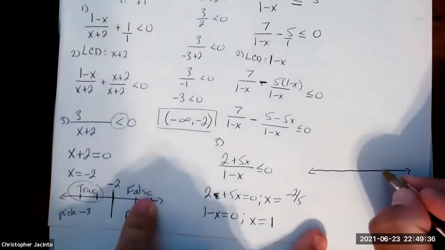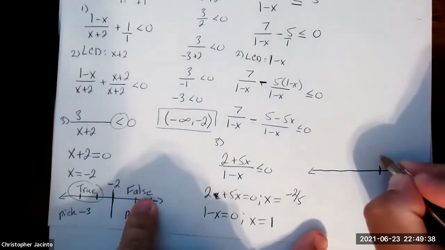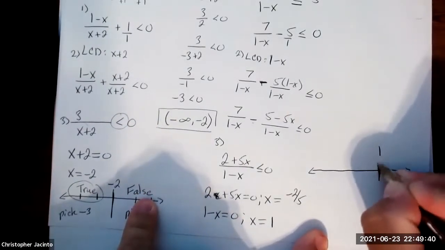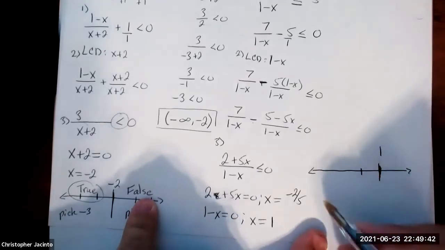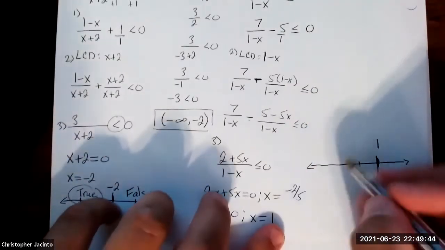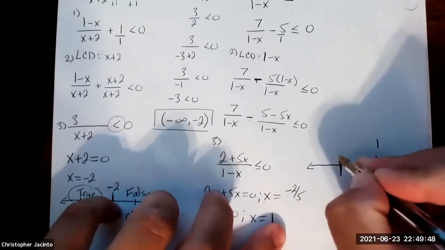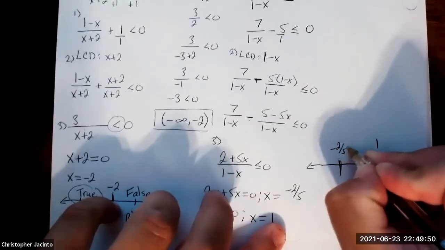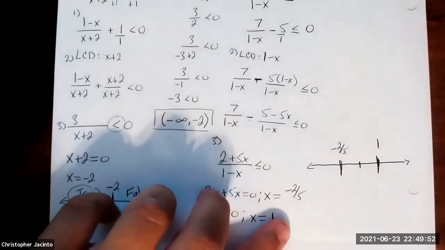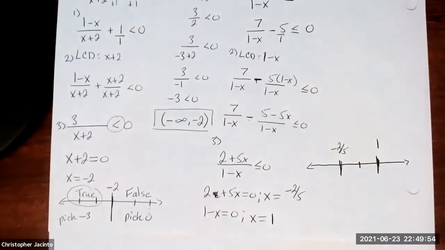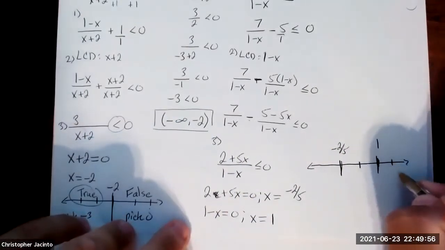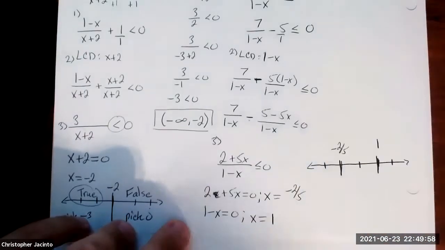So let's say this is 1 here. Here's 0. And again, you don't have to be accurate, right? I just know that negative 2/5 is somewhere over here. I don't know exactly where, but it's somewhere to the left of 0. I just know that for sure. Right, and this is 2. And let's say this is like negative 3 and so forth.